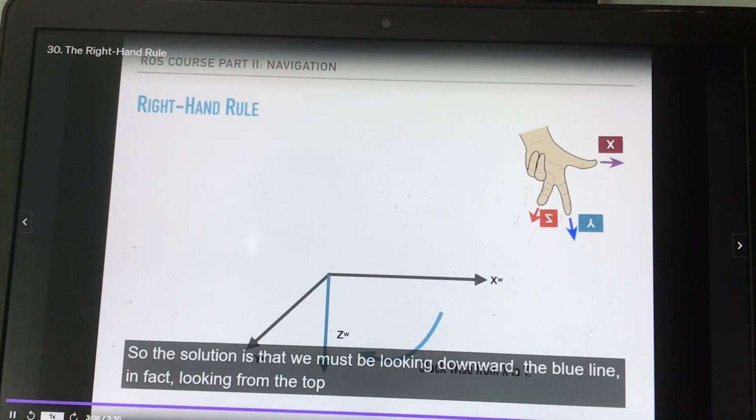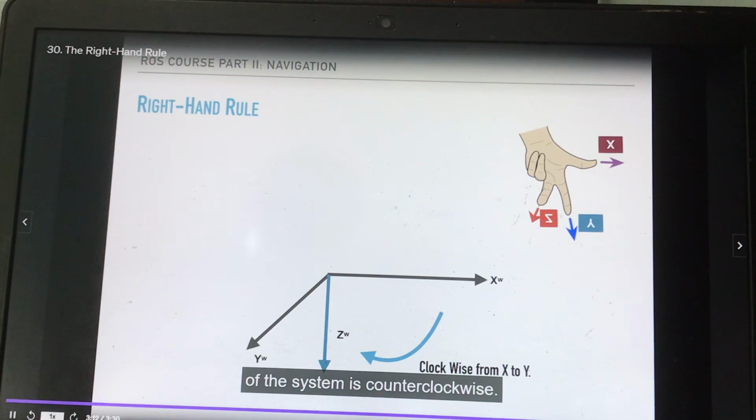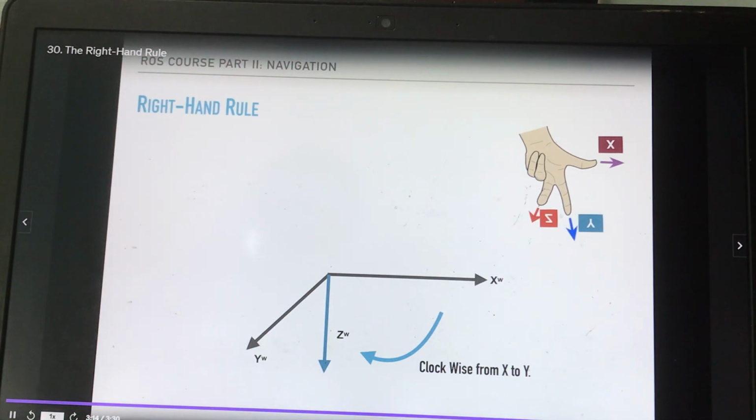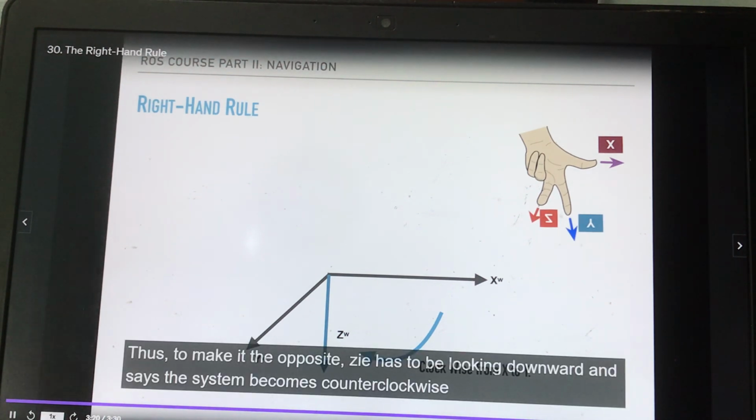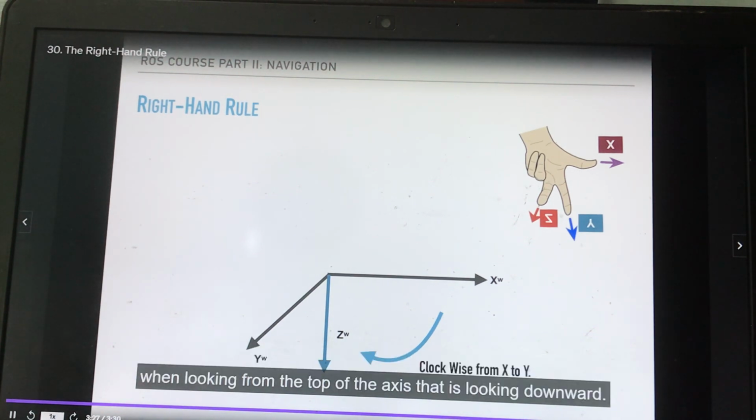So the solution is that z must be looking downward, the blue line. In fact, looking from the top of z, the system is counterclockwise. If z was looking upwards, then the system would be clockwise. Thus, to make it the opposite, z has to be looking downward, and thus the system becomes counterclockwise when looking from the top of the z-axis that is looking downward.